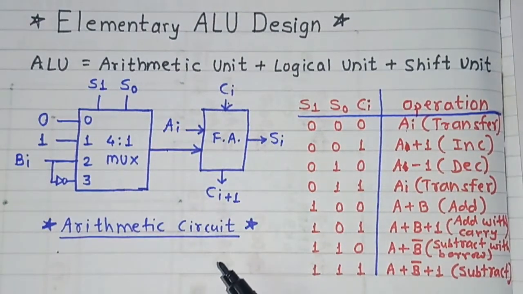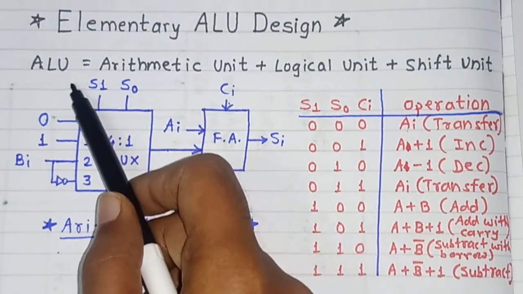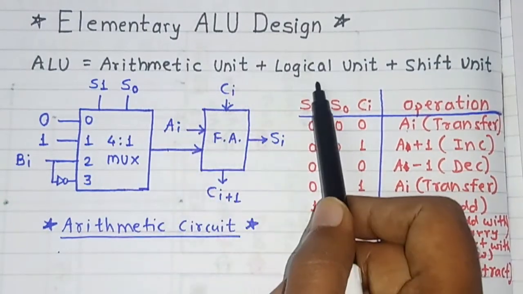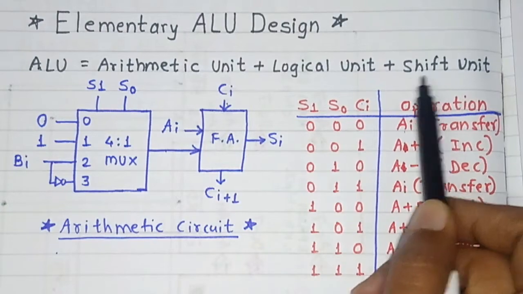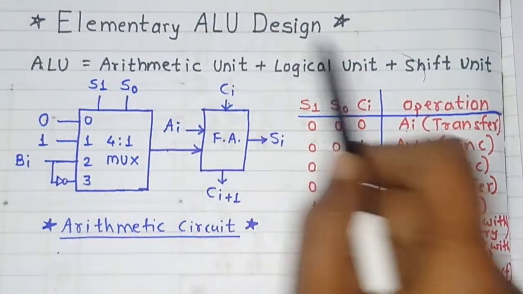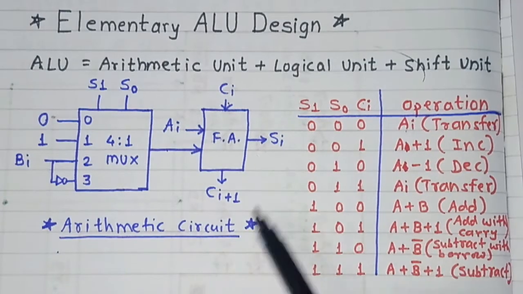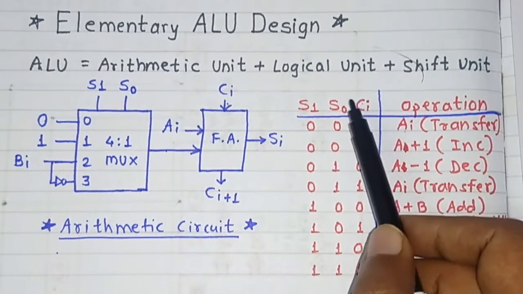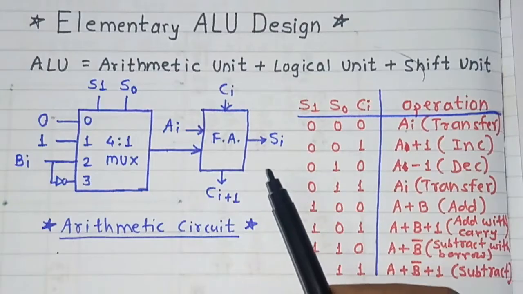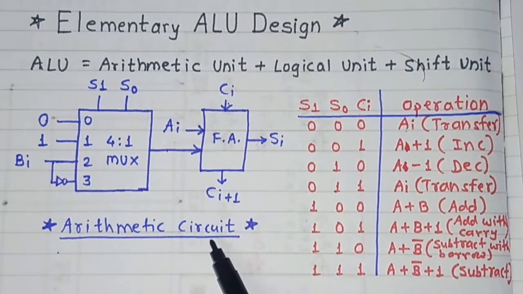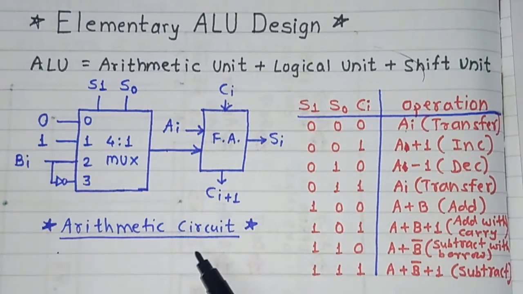ALU contains the arithmetic unit, logical unit and shift unit. Using these three kinds of units we can perform the different operations. We will see all these units designed one by one. Let us see first the arithmetic circuit design. Arithmetic circuit means here we are going to perform only arithmetic operations.